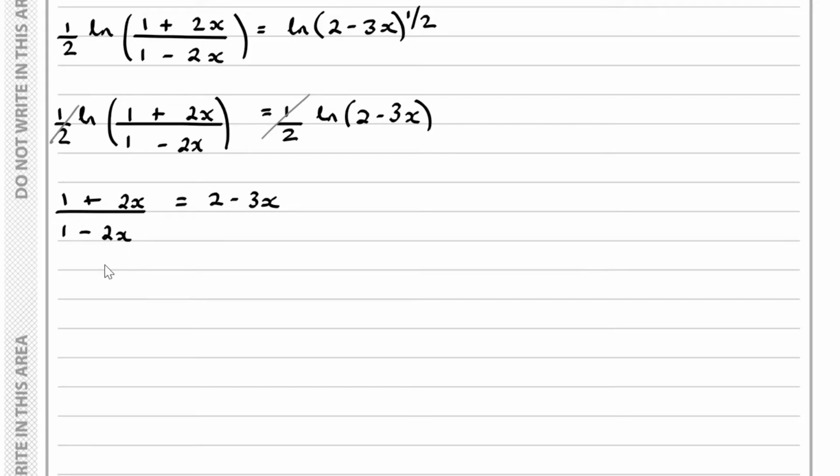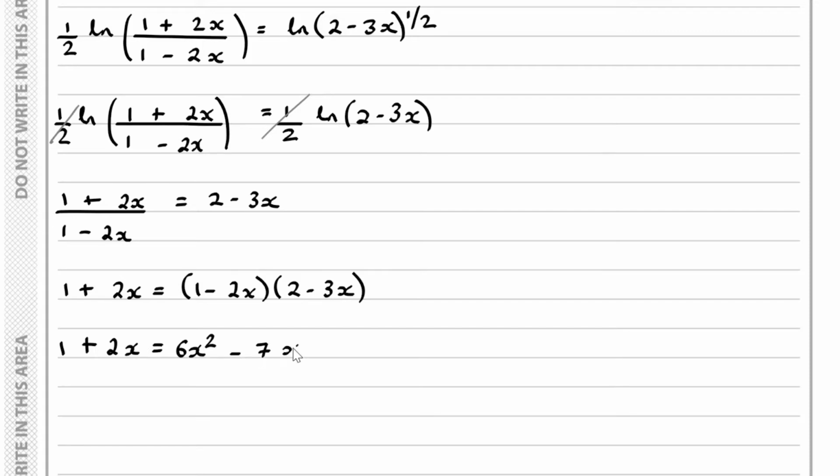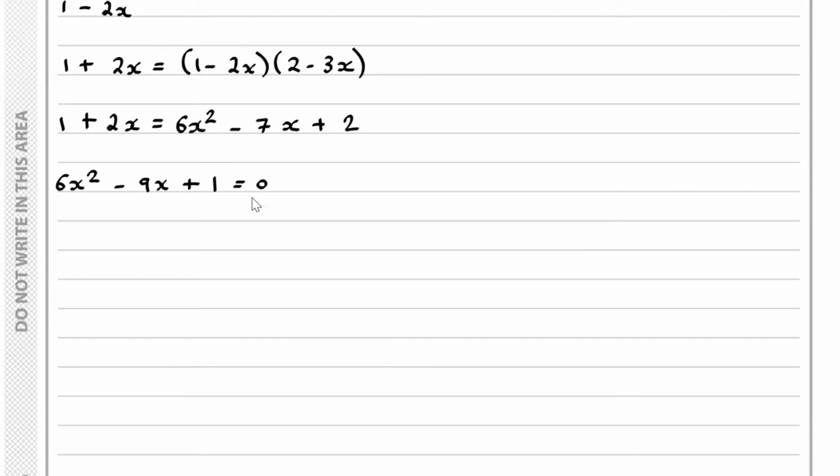We can first of all begin by multiplying both sides through by 1 minus 2x. So we have 1 plus 2x equals (1 minus 2x) lots of (2 minus 3x). And if we expand and simplify, we have 1 plus 2x on the left hand side. On the right hand side, we have 6x squared minus 7x plus 2. And if we take everything over to one side, 6x squared minus 9x plus 1 equals 0. We wish to solve this quadratic equation.